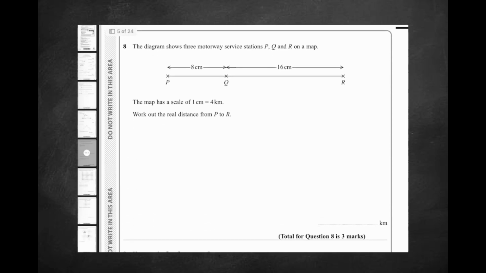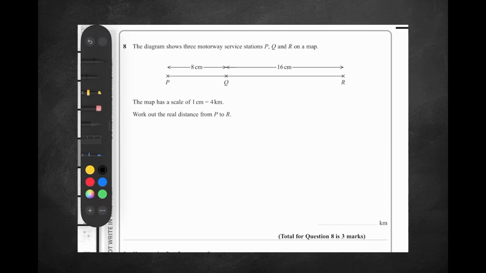Question number 8. The diagram shows 3 motorway service stations, P, Q, and R on a map. The map has a scale of 1 centimeter equals 4 kilometers. Work out the real distance from P to R. So the distance from P to Q is 8 centimeters, and we're told that 1 centimeter is 4 kilometers. Therefore, 32 kilometers would be 8 centimeters.